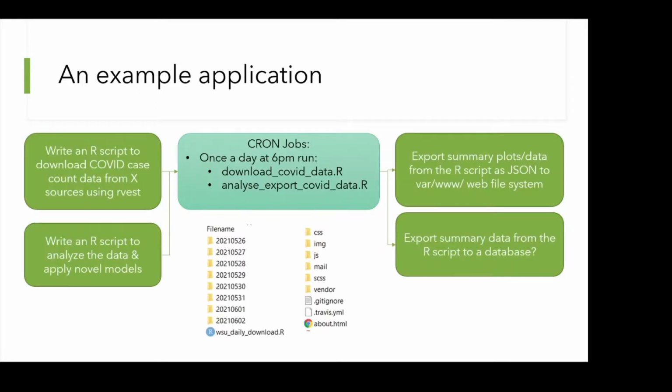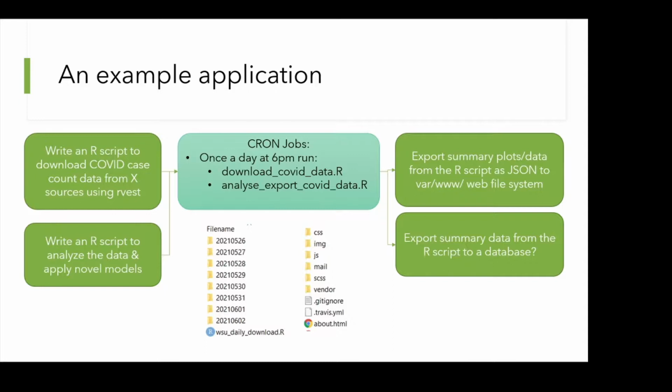You're going to write your R script offline that will download the COVID case count data from various sources, using rvest, curl, or whatnot. Then you're going to write maybe another R script that's going to analyze and wrangle all the data sources and apply some models and predictions. And then it's going to export maybe a JSON data output that's then used by the file system to display in some kind of dashboard setting.